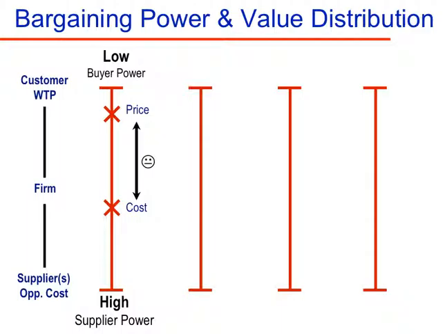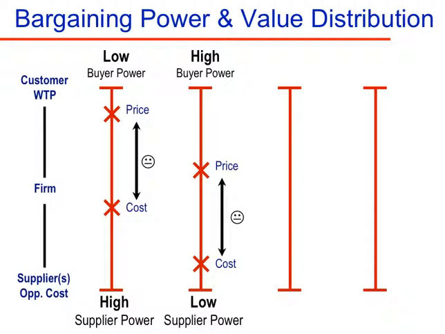But your suppliers have high bargaining power, so therefore the cost that you're paying, which is what you pay the suppliers, is high relative to their opportunity cost, and therefore they're capturing more value. And you're able to capture as a firm the price minus cost, of course, which is margin. But again, here's an example with low buyer power, high supplier power.